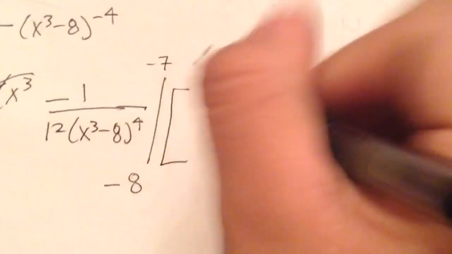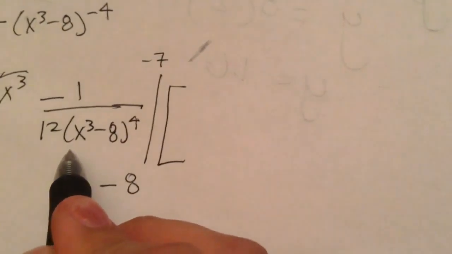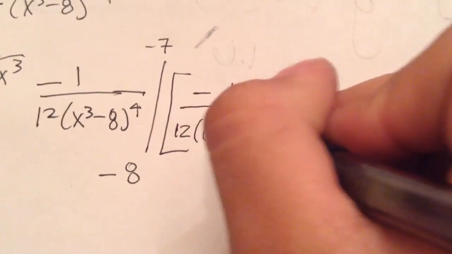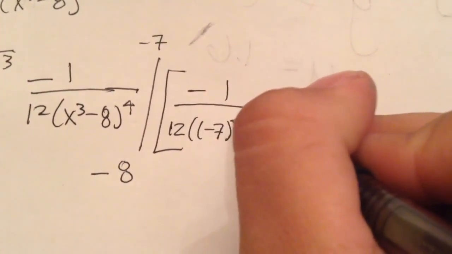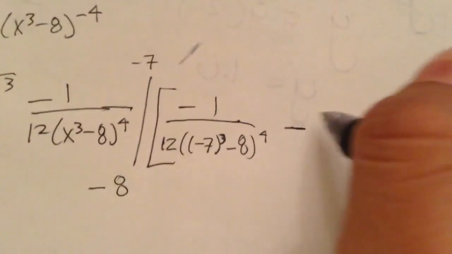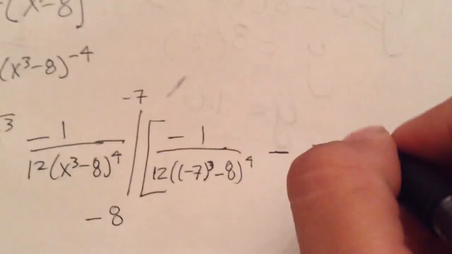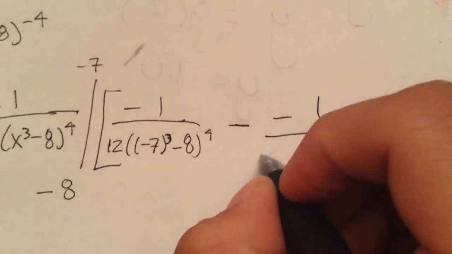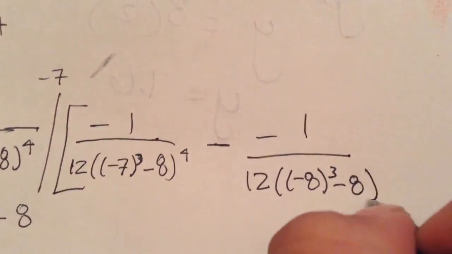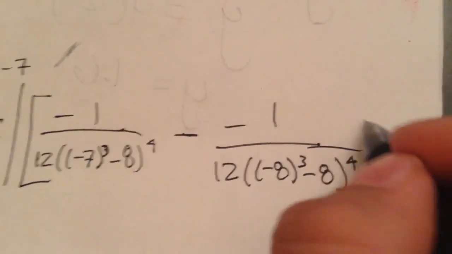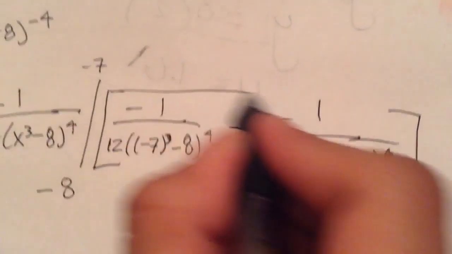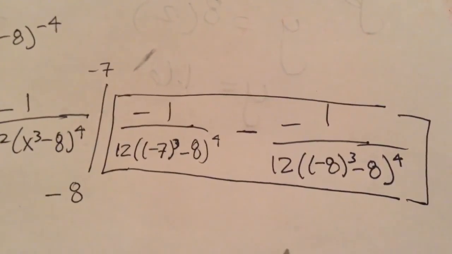So what we're going to do is we're just going to plug in these numbers to this x right here. So we're going to do -1 over 12 times (-7 cubed minus 8) raised to the 4th. Don't forget the parentheses right here. Those are important. Minus -1 over 12 times, again, parentheses, (-8 cubed minus 8) raised to the 4th. And because we're not allowed to use calculators in this section, I'm just going to leave my answer like that. That is the final answer.